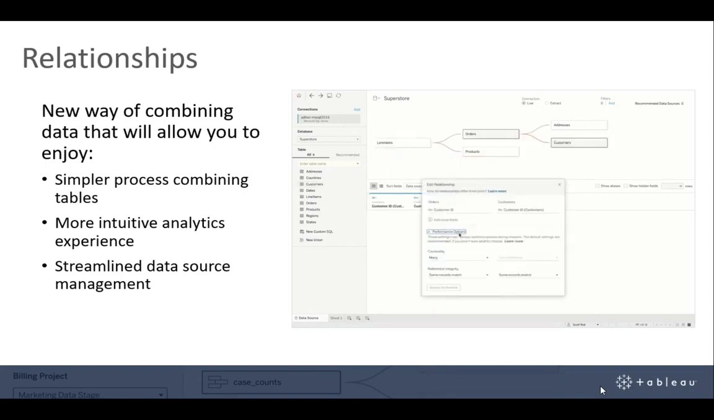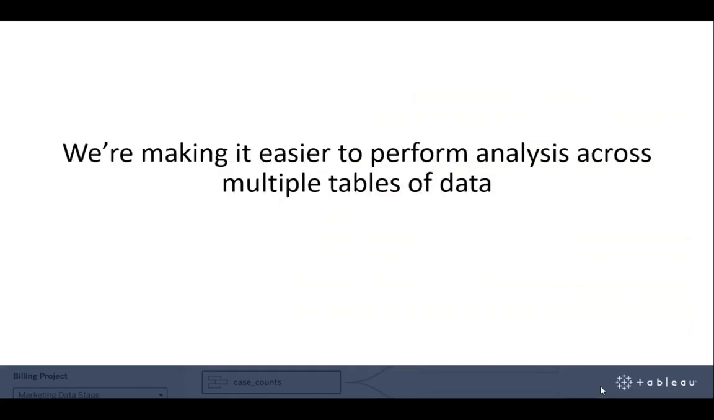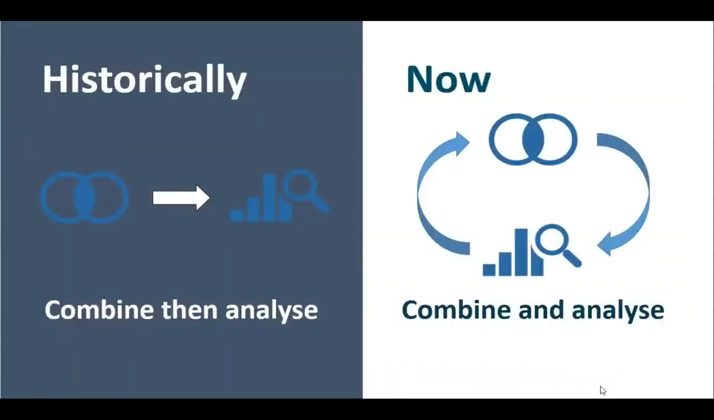I'll take you through a demo as well, so that you get a better understanding of what relationships are. In a nutshell, we are making it easier to perform analysis across multiple tables of data. Historically, we've been trying to combine different data sources and then analyze them. But now relationships are more flexible in combining data from multiple tables. Users define matching fields between tables, and Tableau generates automatic joins based on the current state of your analysis. That's the powerful feature of relationships.